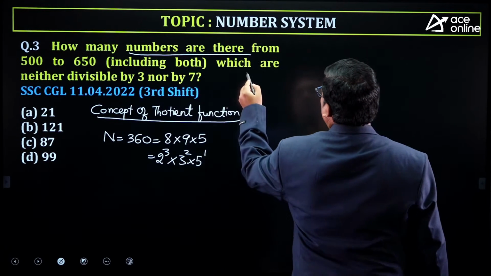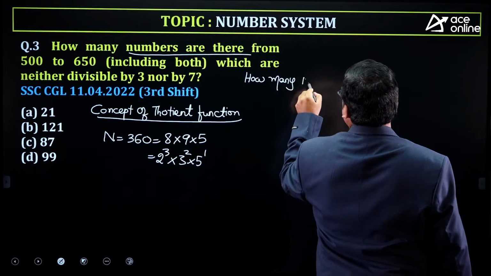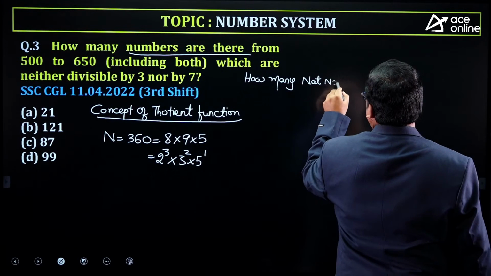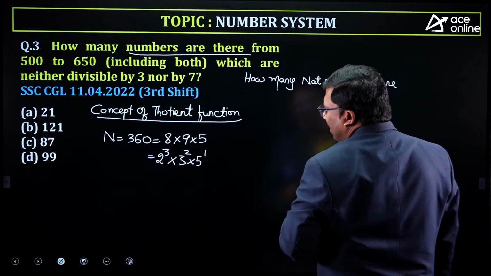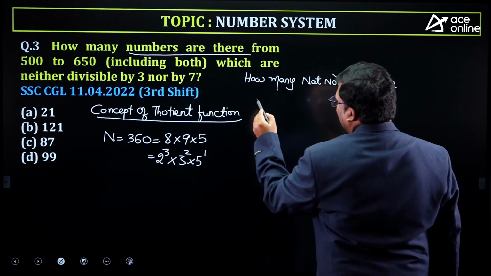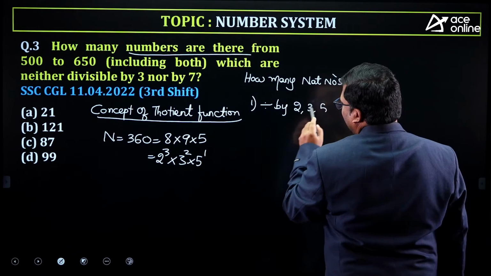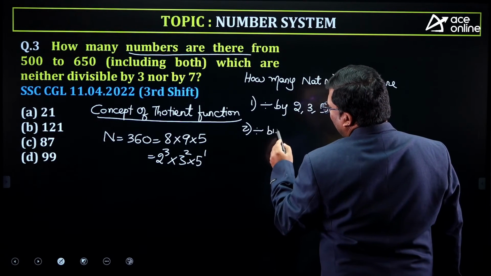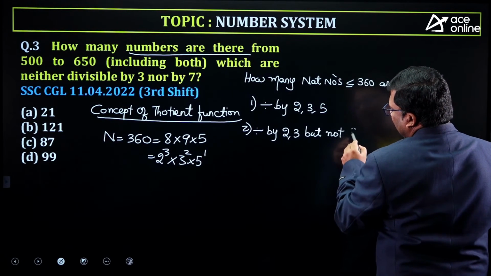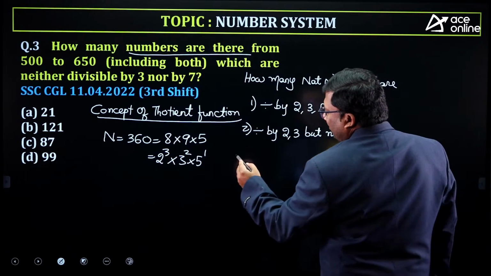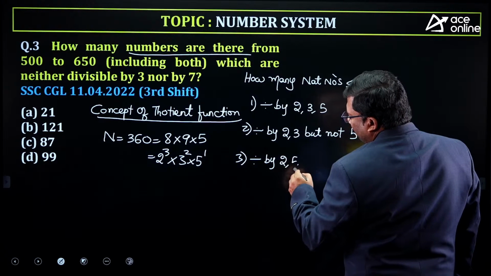Now if you see here, how many natural numbers less than or equal to 360 are, and this is an extremely important question: first, divisible by 2, 3, 5? Second, divisible by 2, 3 but not by 5? Third, divisible by 2, 5 but not 3?